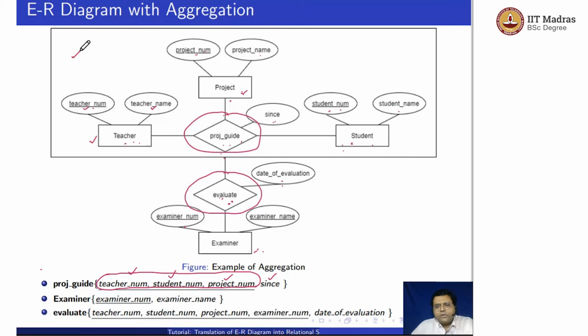Now you need to evaluate this particular relationship set as simply a many-to-many binary relation between the project guide and the examiner, right? So the primary key of the project guide becomes a part of it. So this part is the primary key of the project guide and the primary key of the examiner, right? Along with the descriptive attribute of this, which is this one. So this basically creates your evaluate table, right?